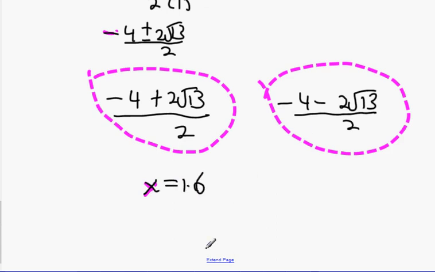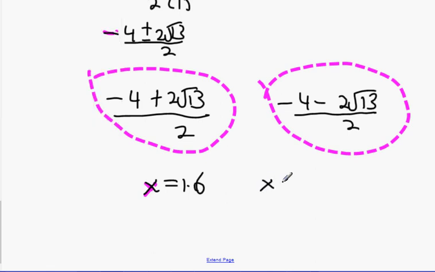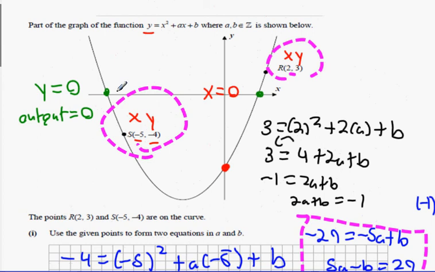Okay, do it again, except this time we're going to go up here and change it to a minus. And we're going to get minus 5.6. Is that what we expected? One negative and one positive. Alright. This is minus 5.6 and this one here is 1.6.